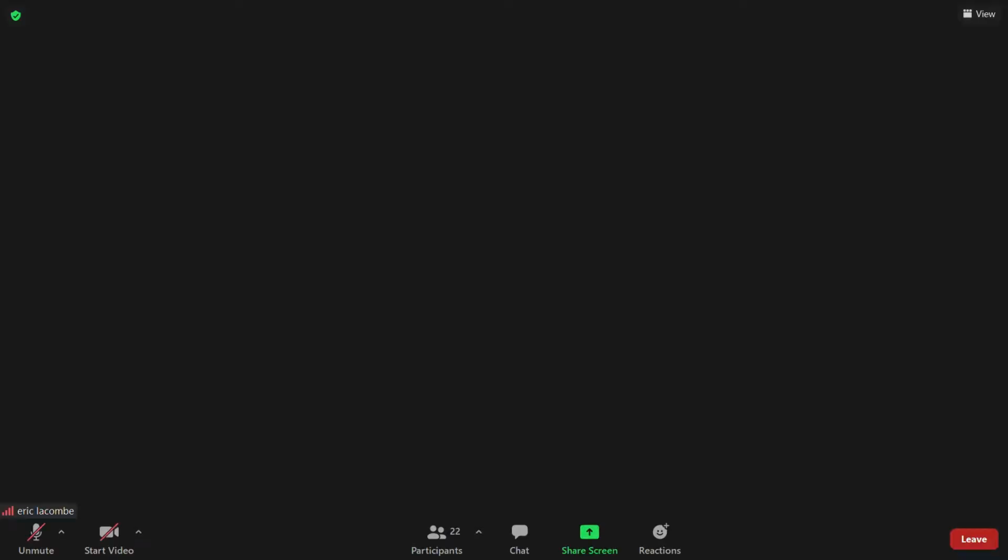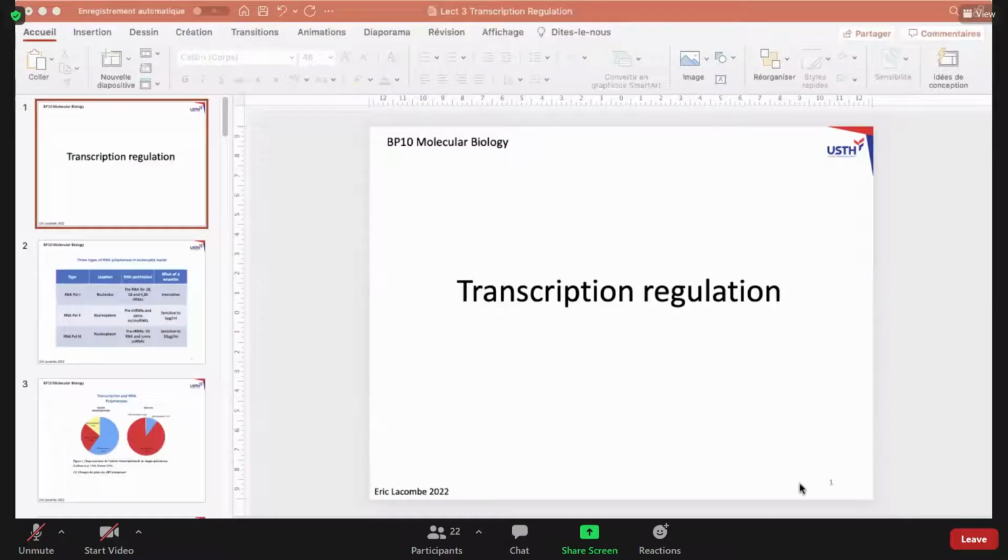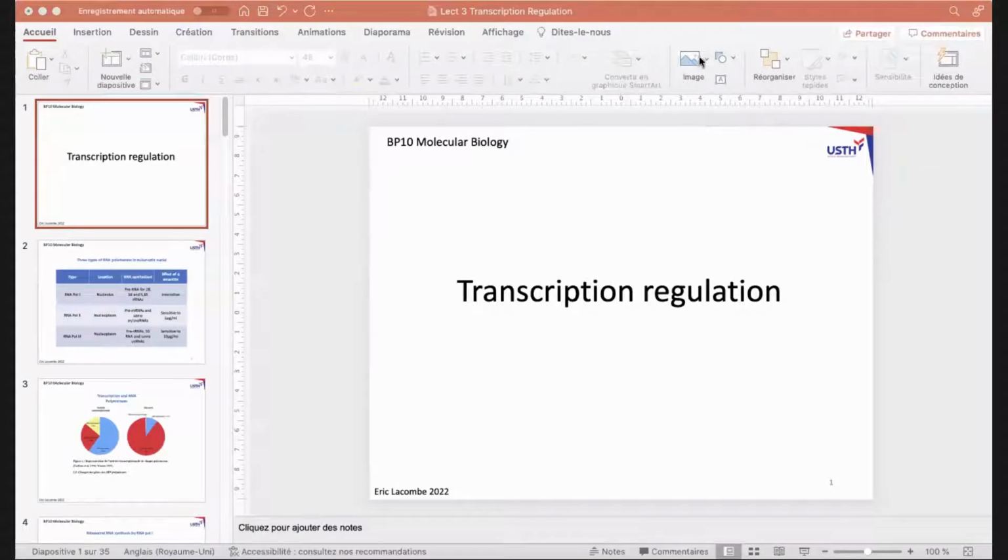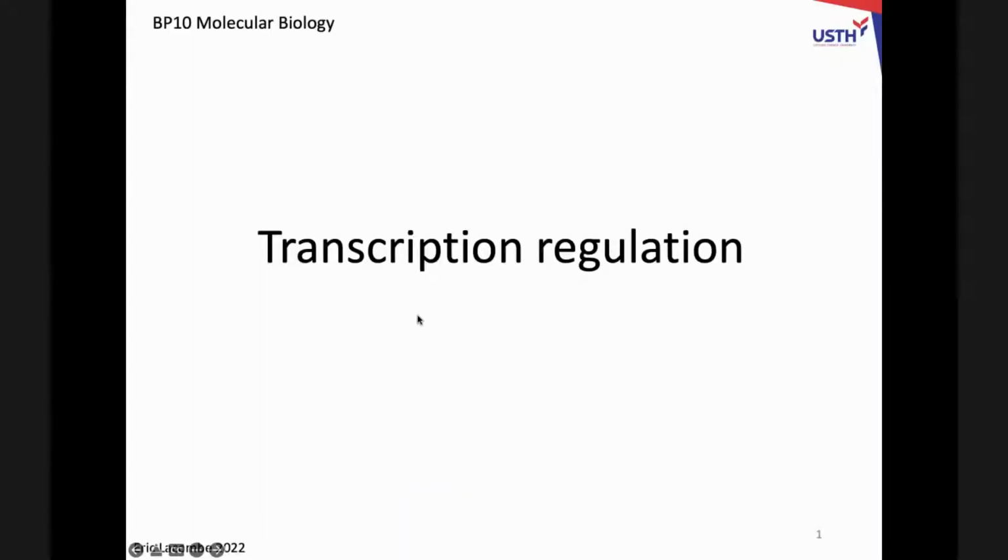So we start the transcription. Wait, it is this one. Okay. Now, because I've got so many windows, I need to close everything. So now you see the slide with transcription regulation written. So what we are going to see today is the first part.